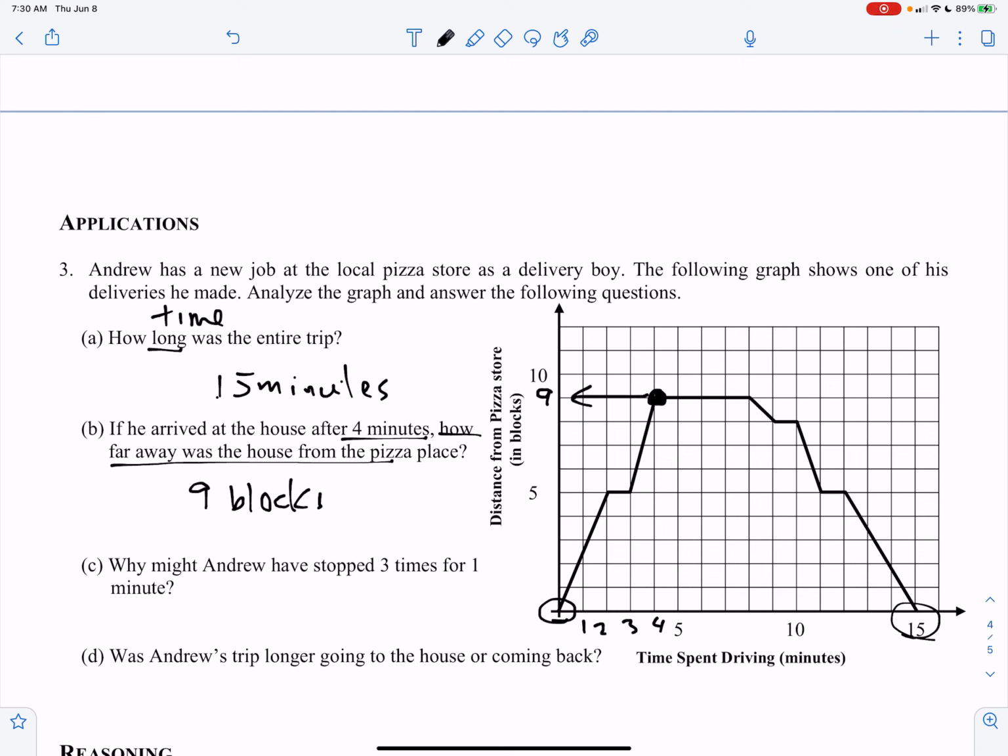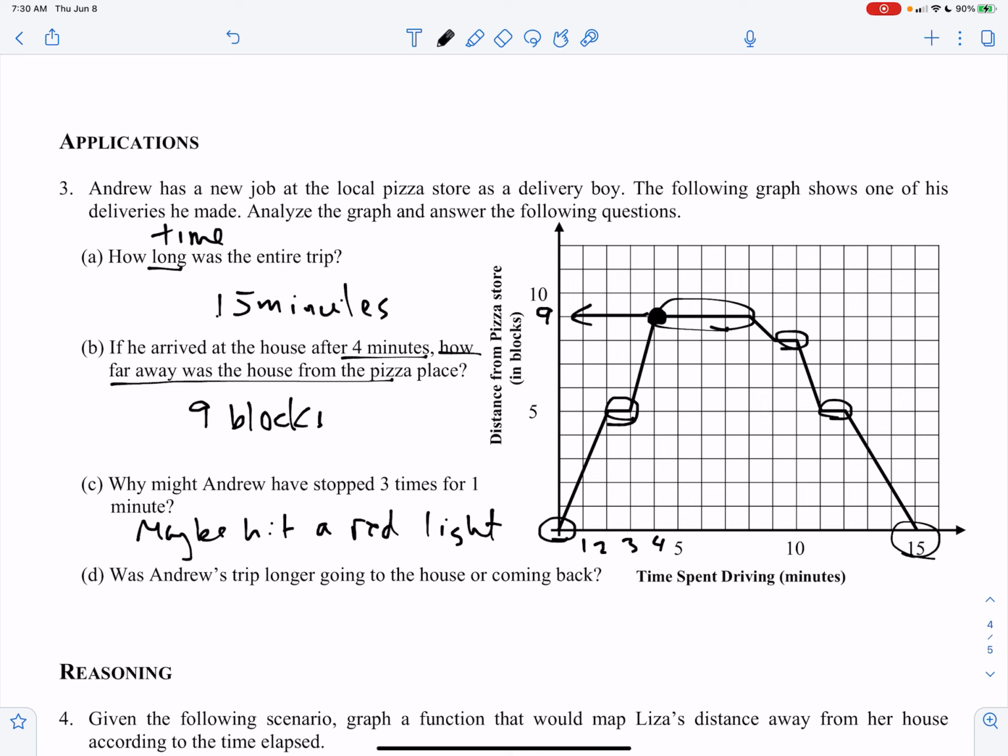Now, why might Andrew have stopped 3 times for 1 minute? Well, at 2 minutes, he stopped at 5 blocks for 1 minute. He stopped here for 1 minute, between 9 and 10 minutes. And between 11 and 12 minutes, he stopped as well. So why might he have stopped? What in real life could have caused him to stop for exactly 1 minute? Possibly stoplights? Maybe he hit a red light? I mean, that's what makes sense to me.